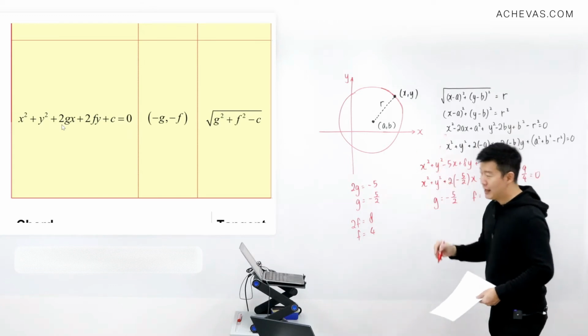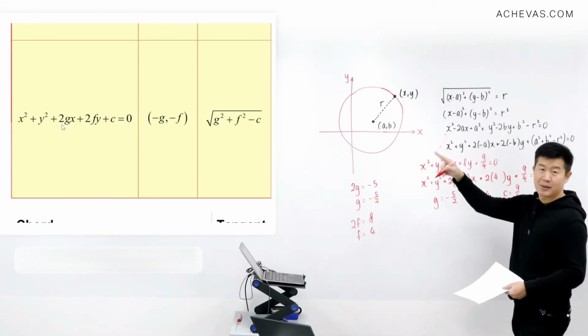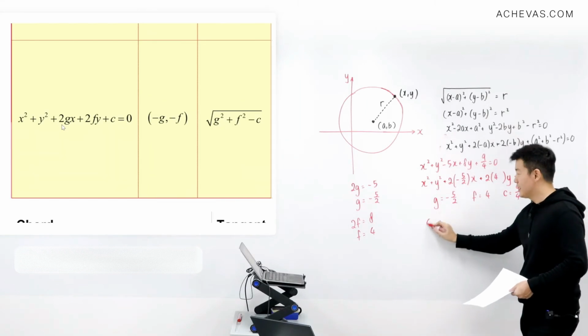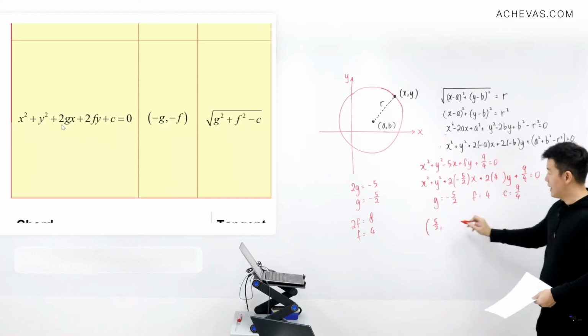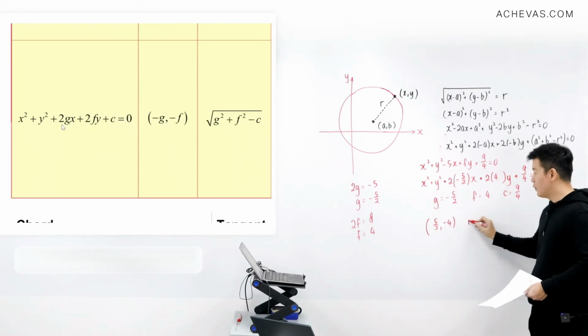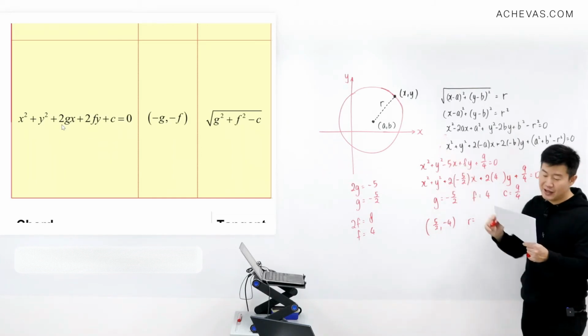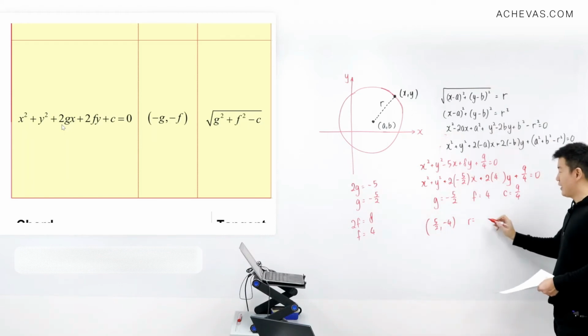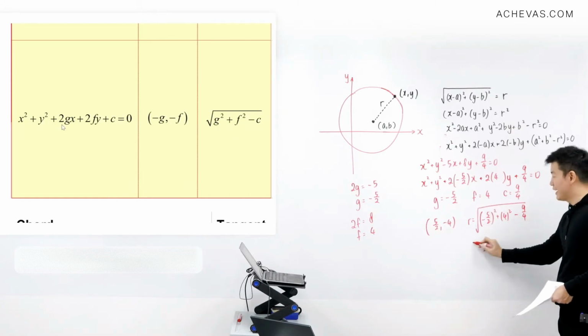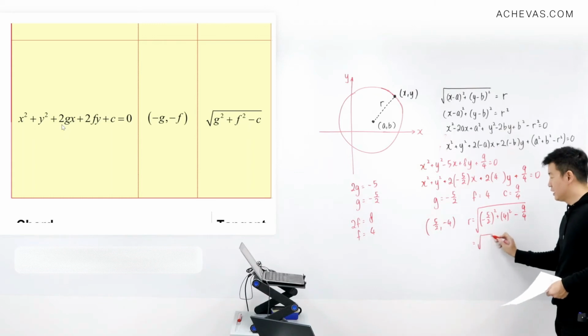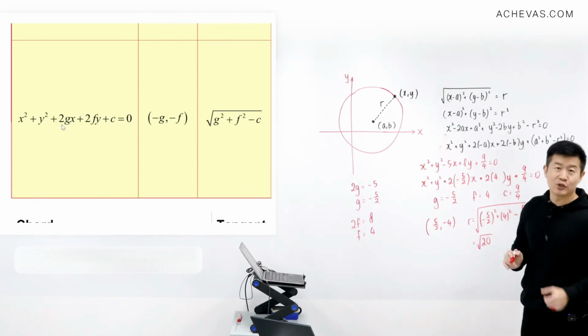Based on what we have now, the center is going to be at minus g, minus f. So the center is at minus g, which is 5 over 2, and minus f, which is minus 4. And the radius, according to what we have there, is the square root of g squared plus f squared minus c. So c is equal to 9 over 4, and the square root of this gets us the radius. For this case here, the radius is equal to the square root of 20.